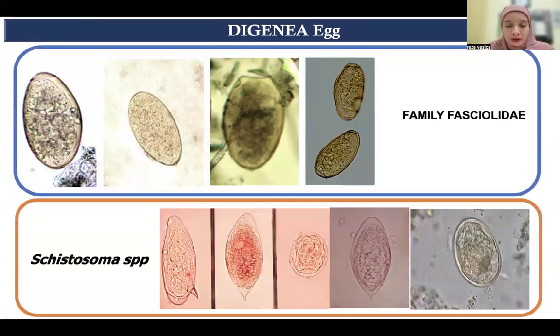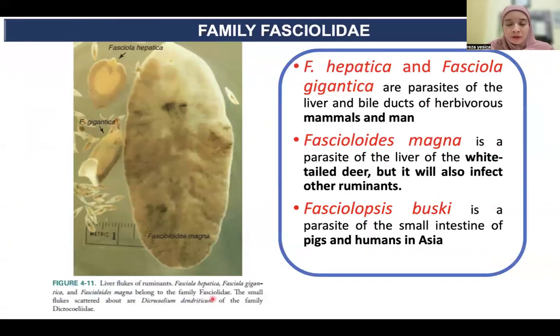And this is the egg also. They have an operculum like this one, and this is the spine in Schistosoma. And for family Fasciolidae, we have Fasciola hepatica and gigantica. They infect herbivorous mammals and man. Also Fasciolopsis magna, a parasite in wild ruminants, and Fasciolopsis buski, which infects the small intestine of pigs and humans in Asia. This is Fasciola gigantica, and this is Fasciola hepatica, and the biggest one is Fasciolopsis.